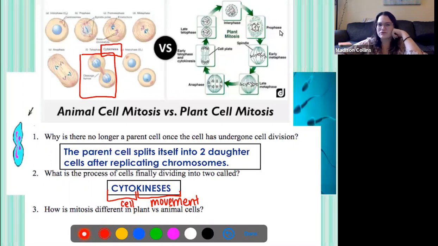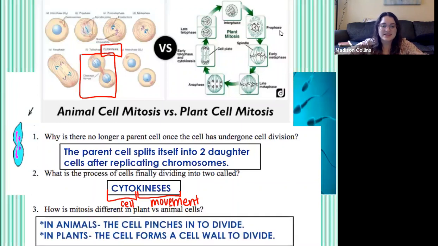Now, number 3 requires you to look at this picture that has been provided. How is mitosis different in plant versus animal cells? So I actually want you guys to, again, pause this video, take a pretty close look at this diagram, and figure out where you see the main difference between plant and animal cell mitosis. All right, and press play once you figured it out. All right, so hopefully you see that the main difference is actually in this stage of telophase and cytokinesis.